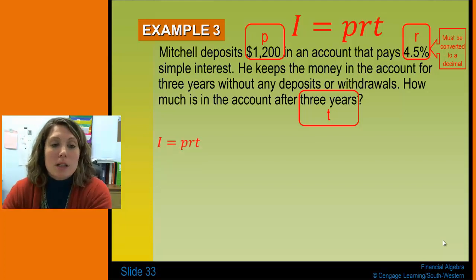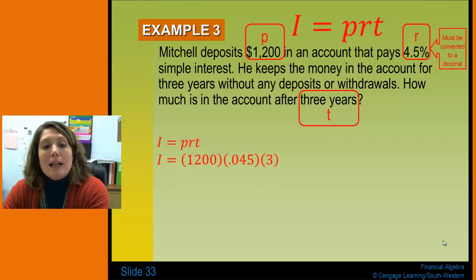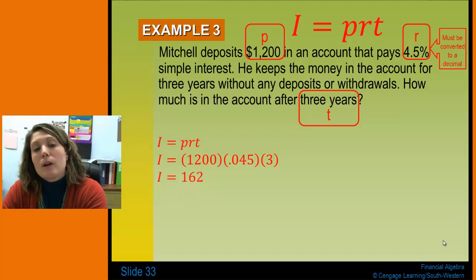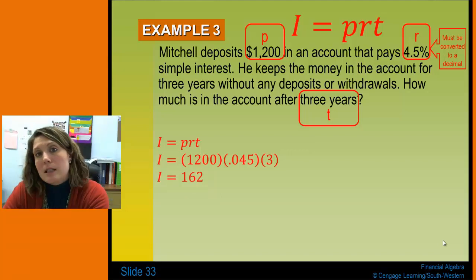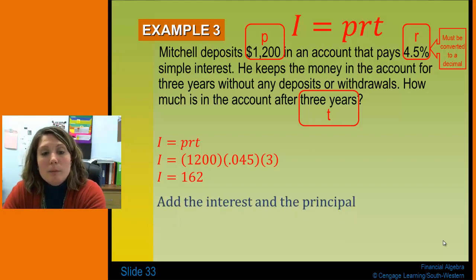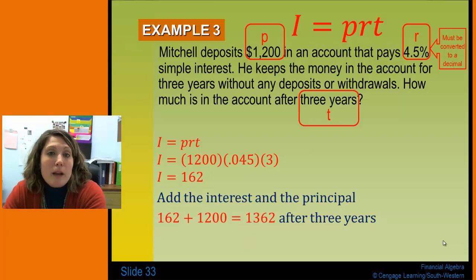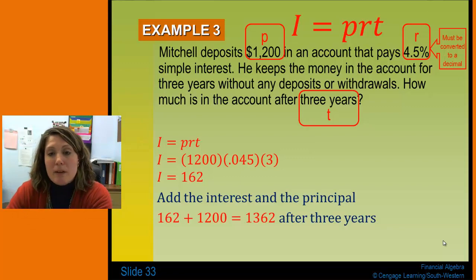So again, interest equals PRT. I take my value, so my principal, which is $1,200, my rate of 0.045, I did the conversion, and the 3 years. Multiply those values. For an interest of $162. But they want to know how much is in the account after that. So they take the principal and the interest and we add them together. And in his account now, there's $1,362 after those 3 years.